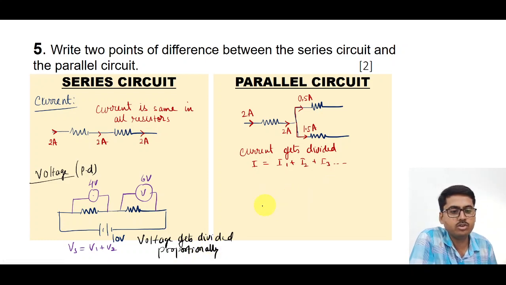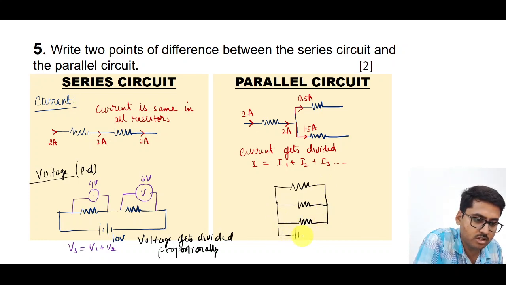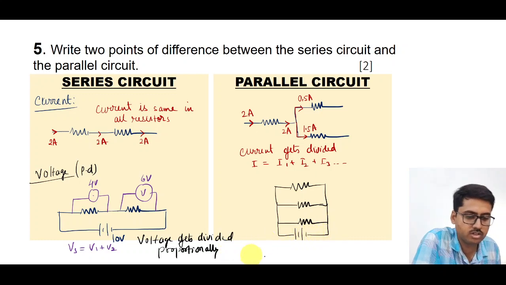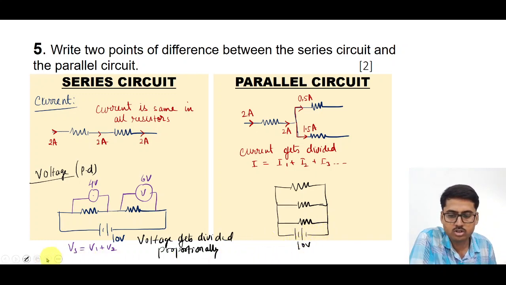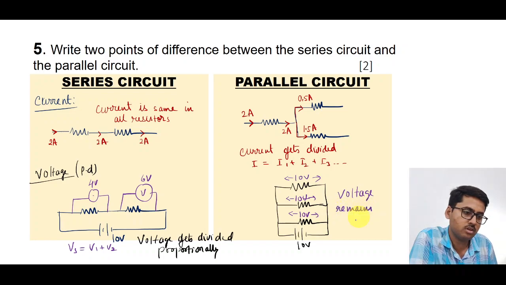Okay, now coming to a parallel circuit. So you know, in case of a parallel circuit, no matter what voltage you supply, the same voltage actually gets supplied to all the resistors in the circuit. So if I am supplying here 10 volt, all the resistors in the circuit here will be getting 10 volt, 10 volt and 10 volt. So what does this mean? Voltage remains same. So in short we can write voltage remains same for a parallel circuit.